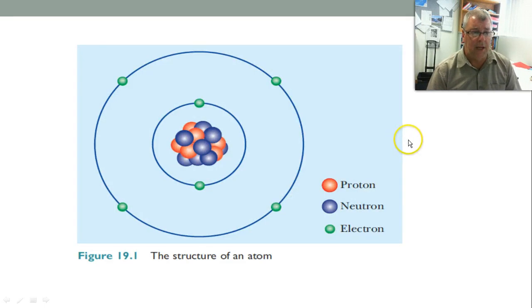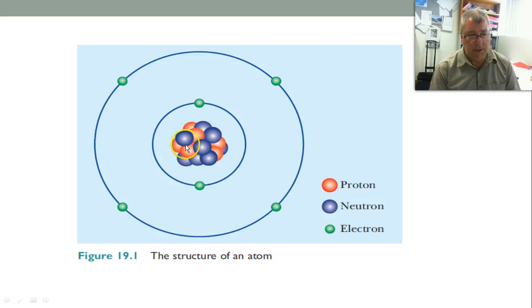Now, none of these are drawn to scale either, and when we start looking at the size of these particles, you can't really draw it to scale. I'll use a couple of examples shortly of the size of an atom, which might give you an idea, but these are all stylized representations of what an atom looks like.